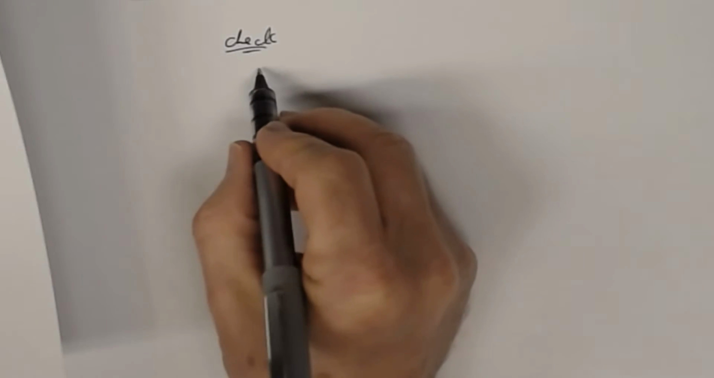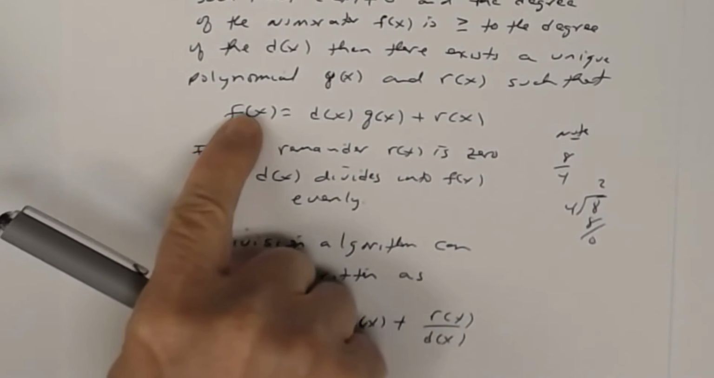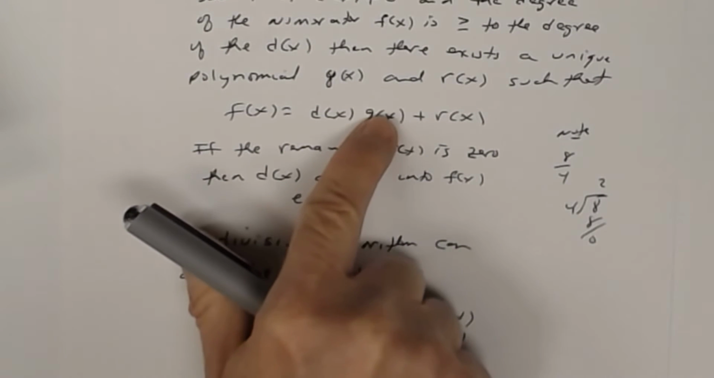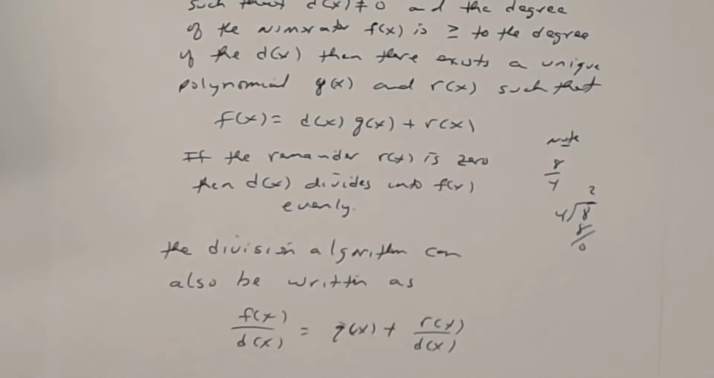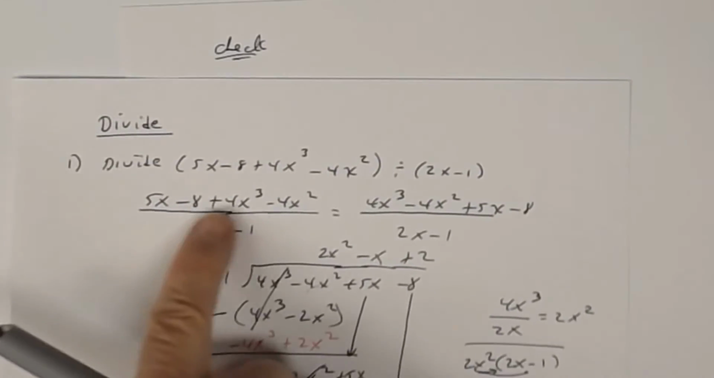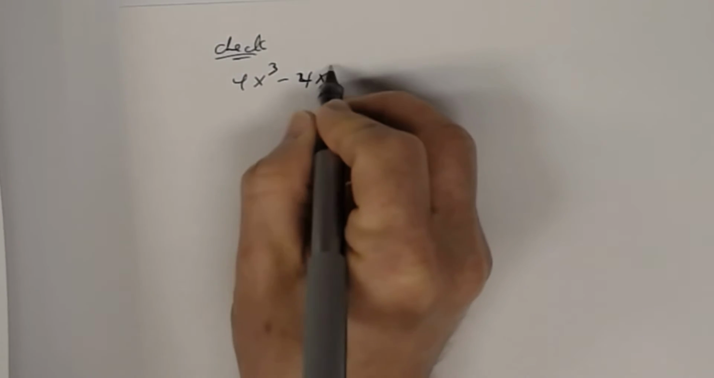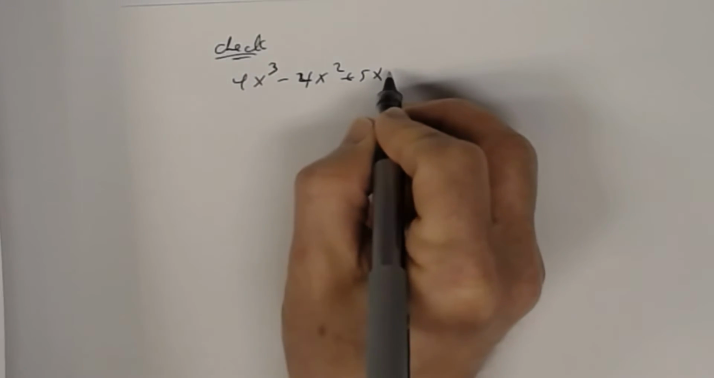So remember your dividend. Let me go back to that page. So it's important to go back and look at this. Remember, this is your dividend. This is your divisor times the quotient plus the remainder. All right, so your dividend is the numerator. Okay, so 4x cubed minus 4x squared plus 5x minus 8.